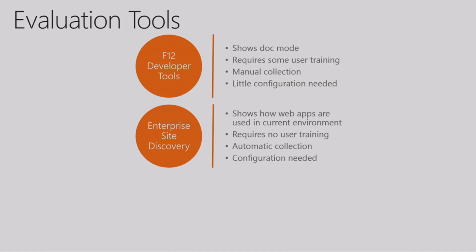So what we provided is a toolkit that allows you to automatically show which web applications are being used in your current environment, and which configurations your users are using those web applications in. And this requires no user training right off the bat. It requires little configuration to set up, but once that happens, it runs behind the scenes and automatically collects the data as needed. And we'll be going into a lot of detail on all these in a second.